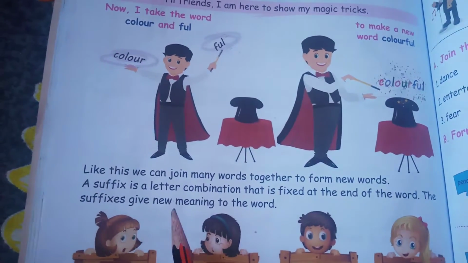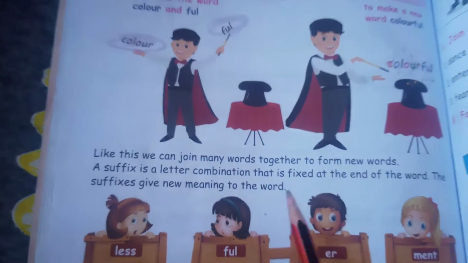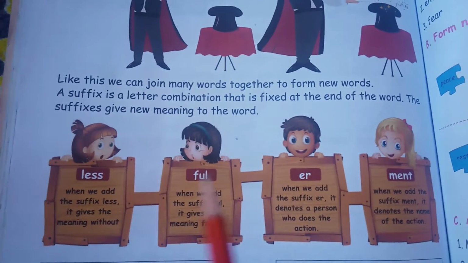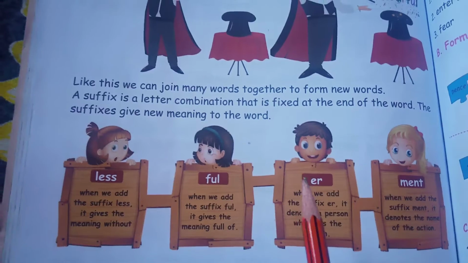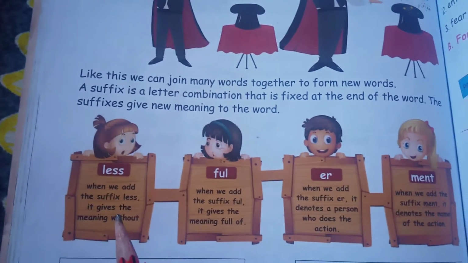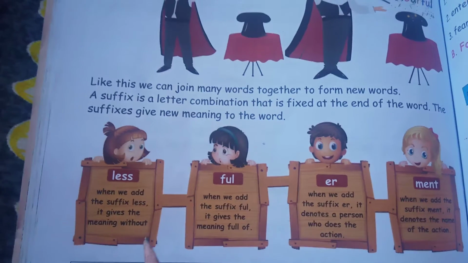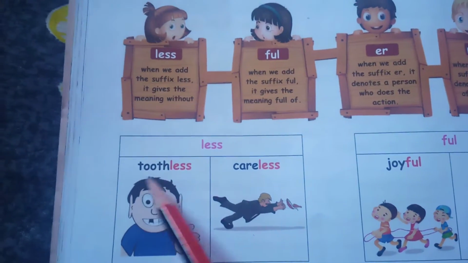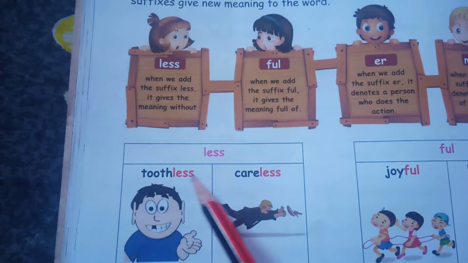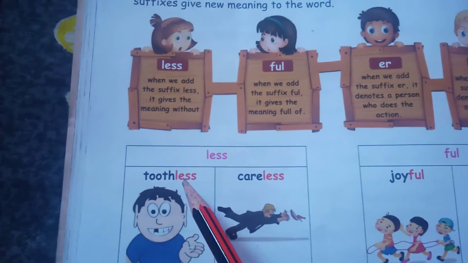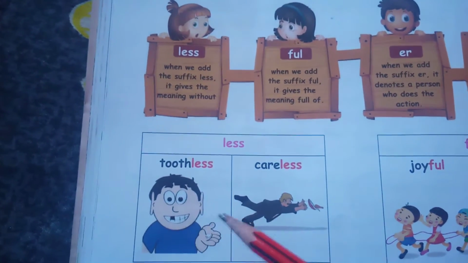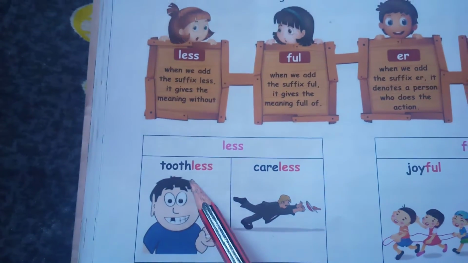The suffixes give a new meaning to the word. Got it? Here they have given some examples. These are suffixes: less, full, er, ment. When we add the suffix less, it gives the meaning without. Here you have an example, toothless. Tooth is a word and when you add less, it gives a new meaning: this boy doesn't have teeth. So toothless.